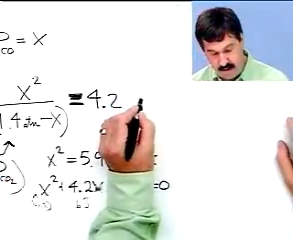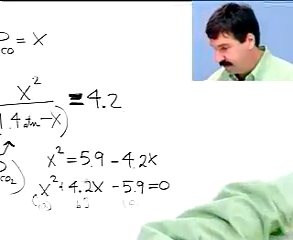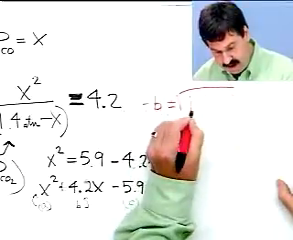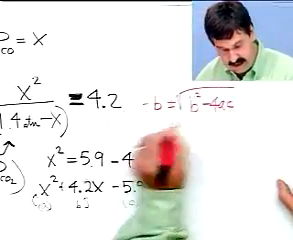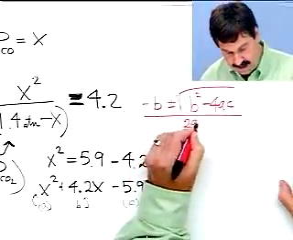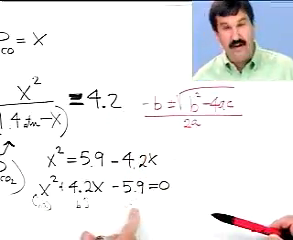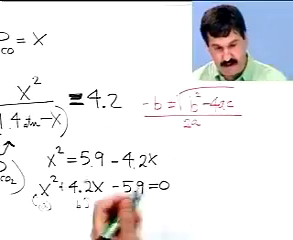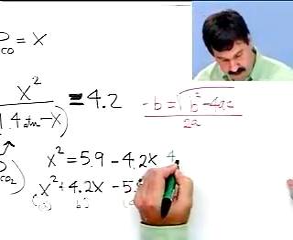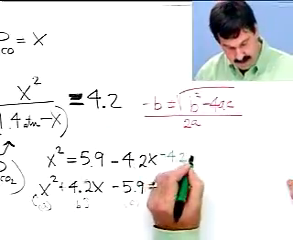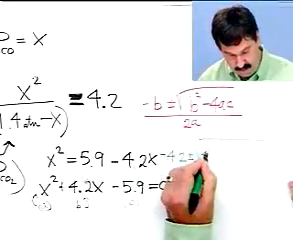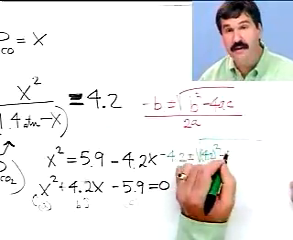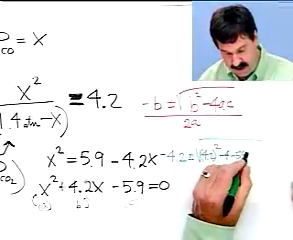And so just to remind you, the quadratic formula, let's write it in a different color. The quadratic formula is minus B plus or minus the square root of B squared minus 4AC, the entire thing over 2A. So I want to plug in my values for A, B, and C into the quadratic equation. And we end up with, in this case, minus 4.2, plus or minus the square root of 4.2 squared, minus 4 times A, which is 1, times C, which is minus 5.9.